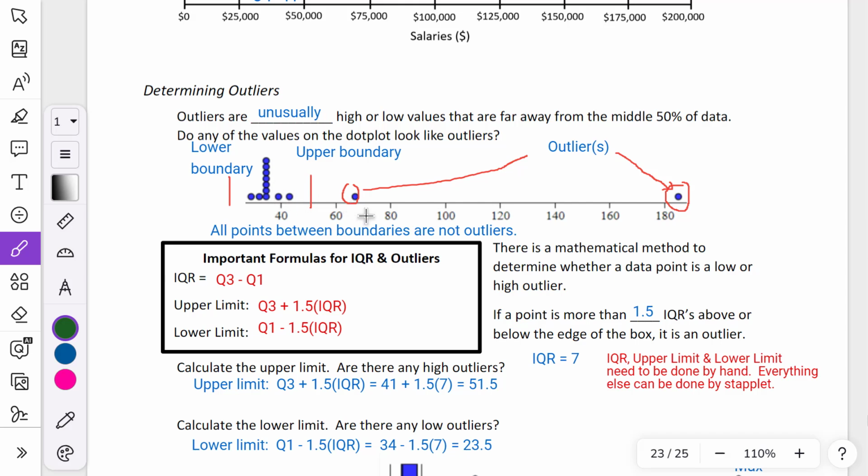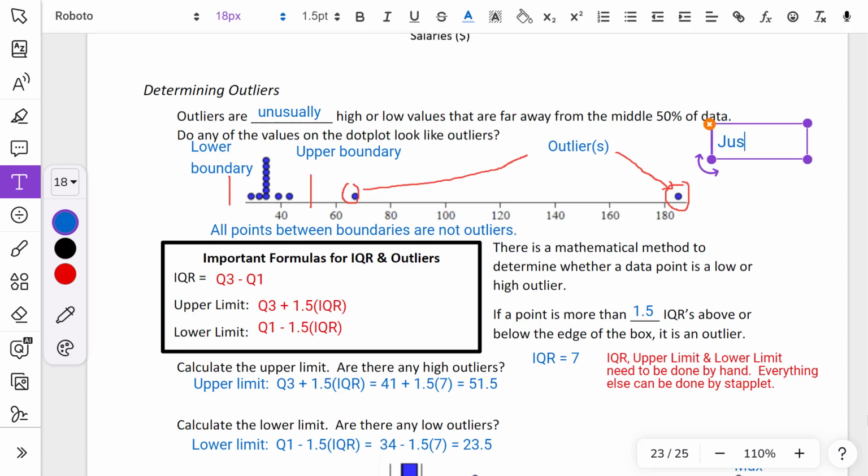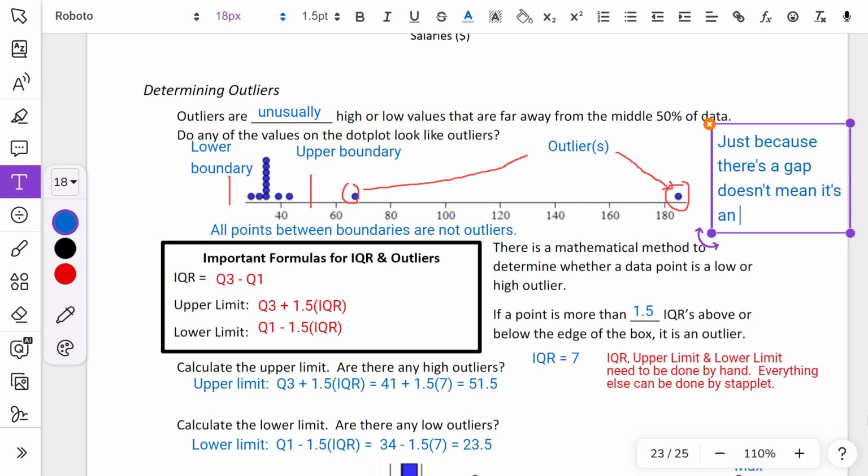Just having a gap doesn't mean it's an outlier. So let me add that as a nice little note. Just because there's a gap doesn't mean it's an outlier. Okay? So we have to confirm it mathematically, okay?